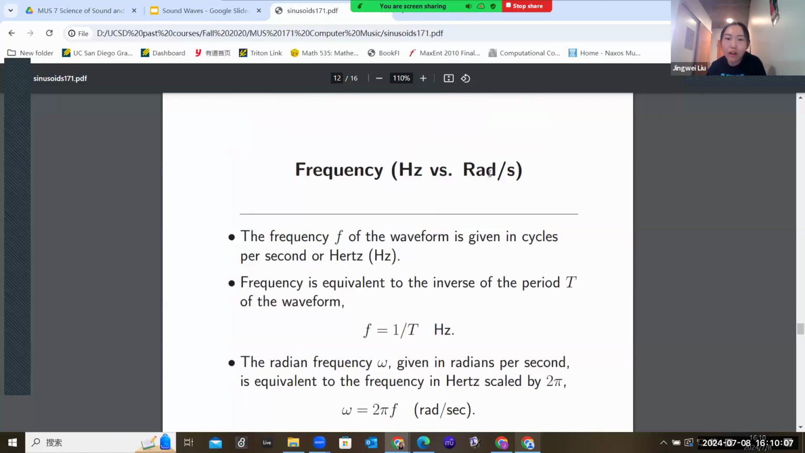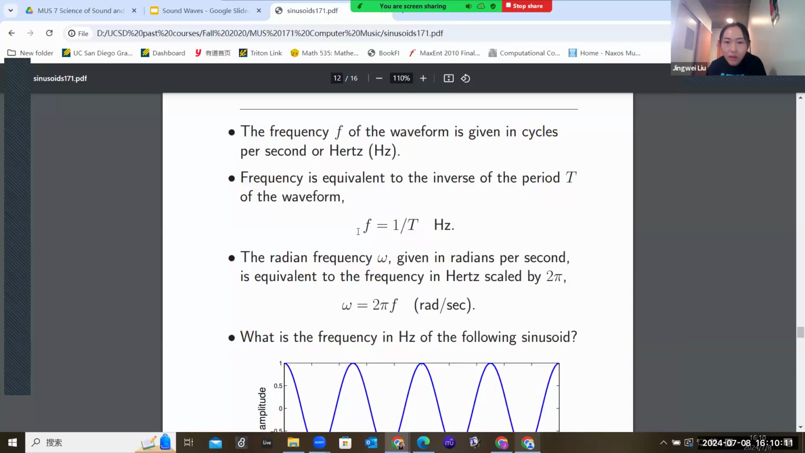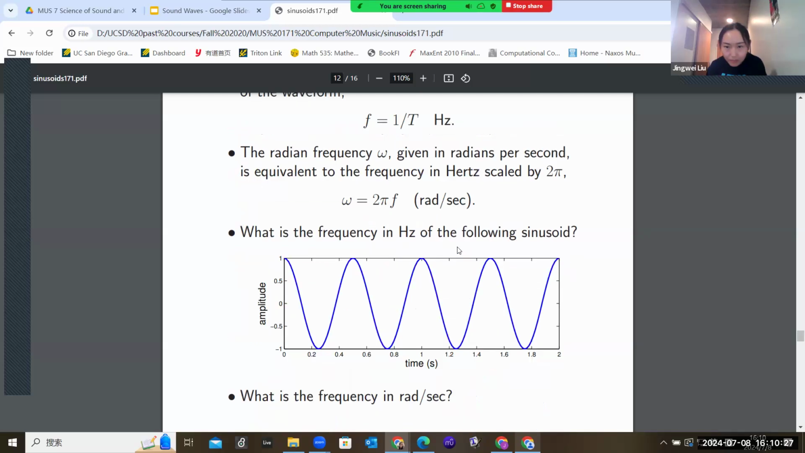Frequency, hertz and radians. Frequency is inversely proportional to the period, it's 1 over T, and omega is 2 pi f. It's 2 pi times f, the frequency. This is called the radian frequency, so there is a 2 pi in front of f. Let's do some basic calculation here to familiarize you with the concept.